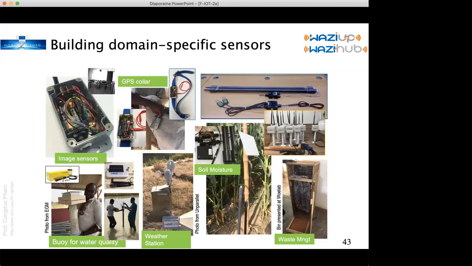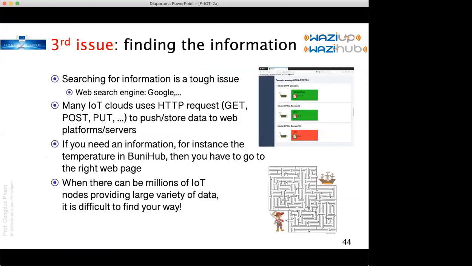Now I'll switch to more high-level issues of the Internet of Things. Are there any questions regarding what we've seen so far, the wireless and the hardware issues, before I move on?